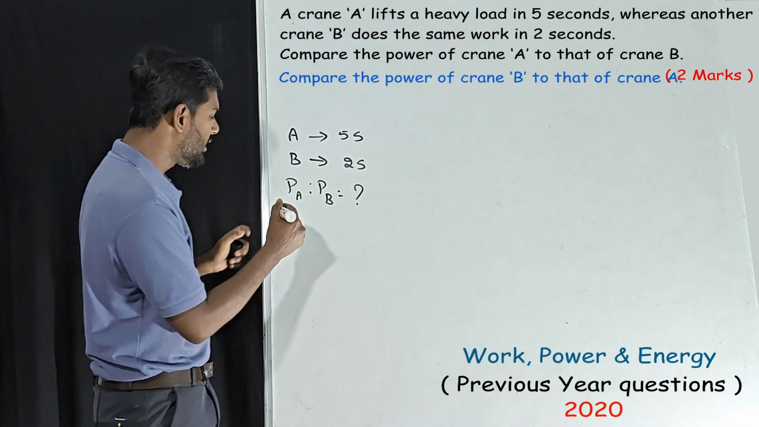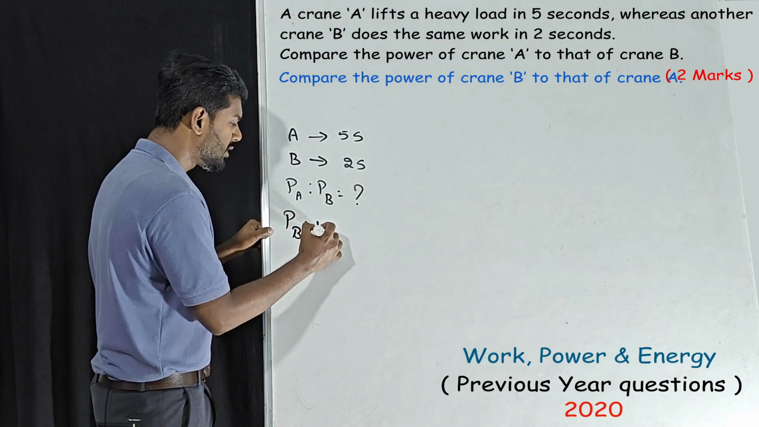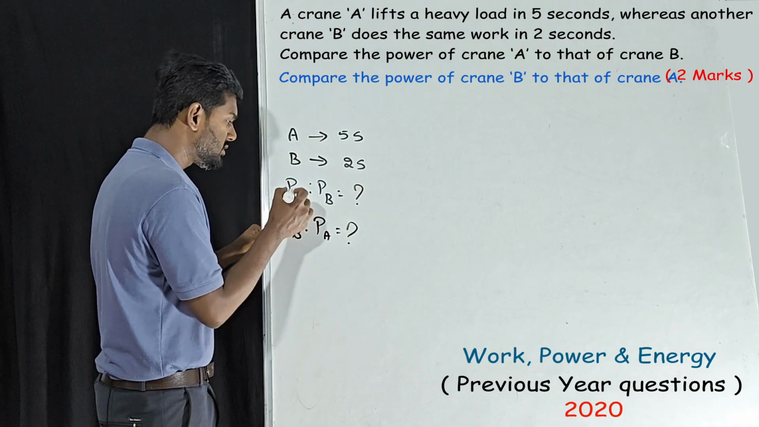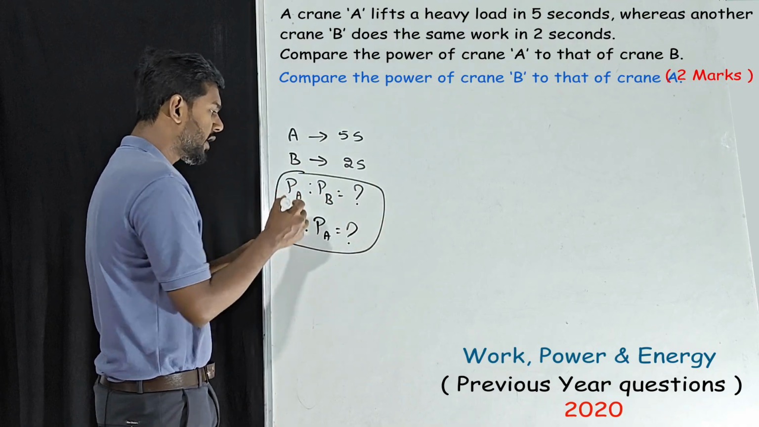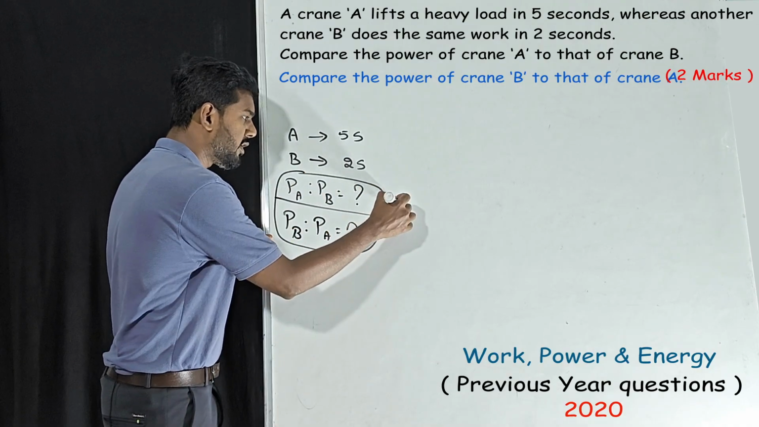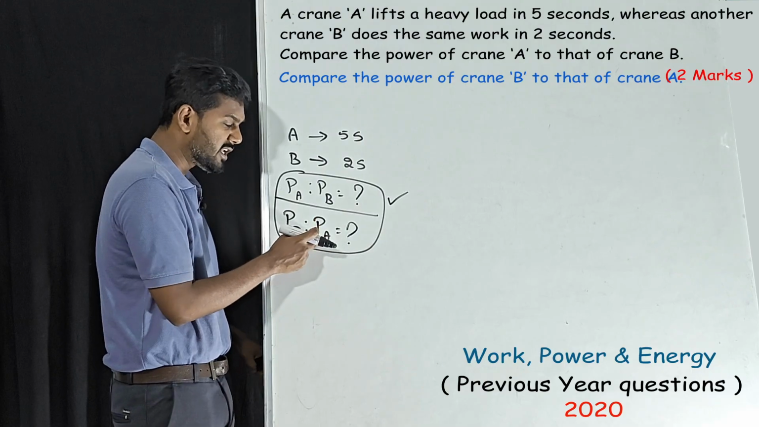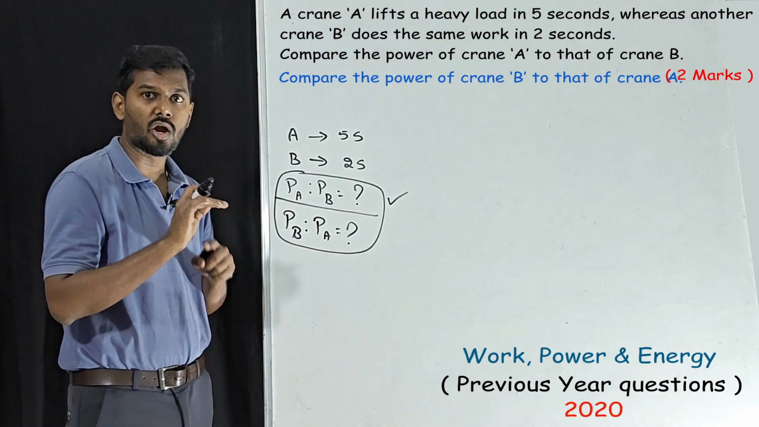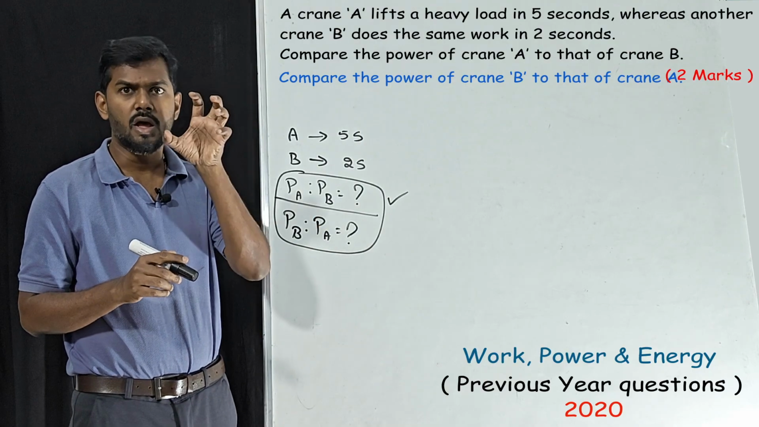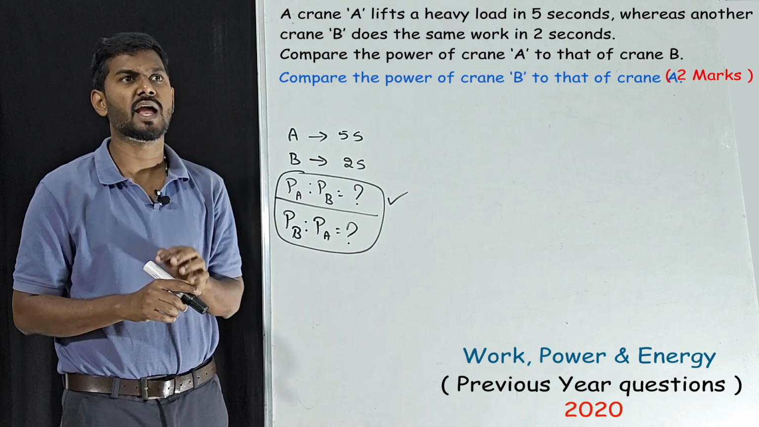See, in that case we need to find power of B is equal to power of A. You need to understand the difference between these two. This is the actual question, this is what we are going to find in this question. What if they change the question like this at the end? You should not always just read the question, you have to understand it.